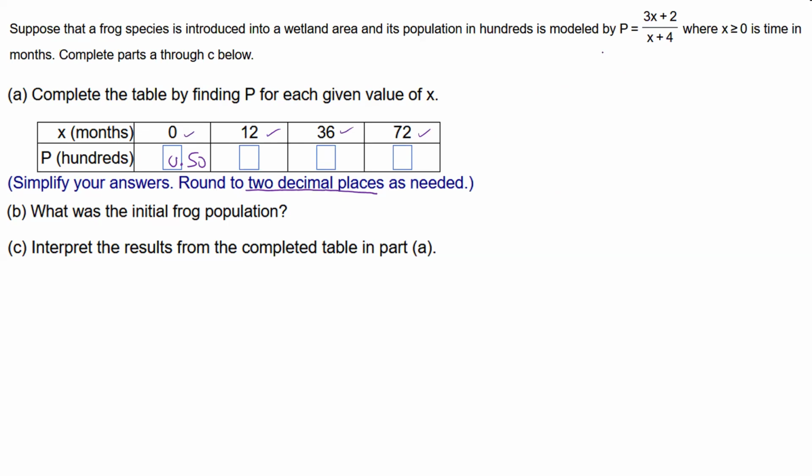Okay. Now 12, that's going to be what? 3 times 12 is 36, plus 2 is 38. And so we have 38, and then we'll have 12 plus 4 is 16. And if we plug that into our calculator, that looks like 2.375. So that's 2.375. So two decimals, that's going to be 2.38.